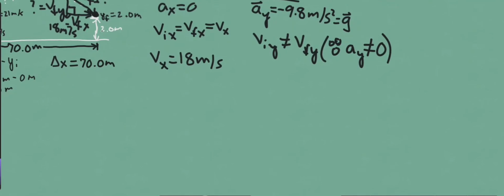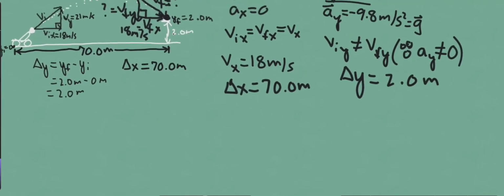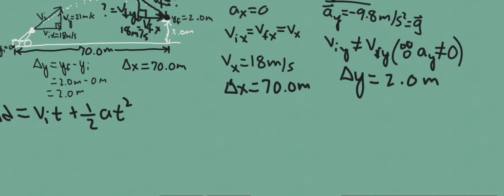And we also know that delta y here, we already figured that out underneath the diagram, was positive 2.0 meters. We already spoke about that. And we know that delta x is 70.0 meters. Now, the first kinematic equation that we're going to pay attention to is delta d equals initial velocity times t, plus half times the acceleration times t squared.